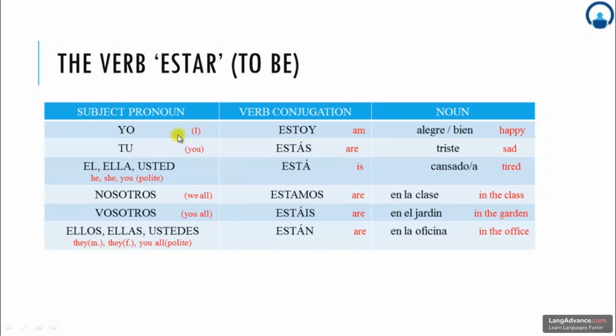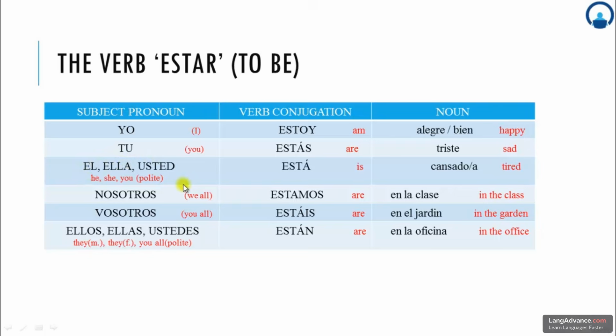The first one, yo estoy alegre or bien. Alegre or bien means happy. Yo estoy alegre. That means I am happy. Tú estás triste. Triste means sad. You are sad. Tú estás triste.